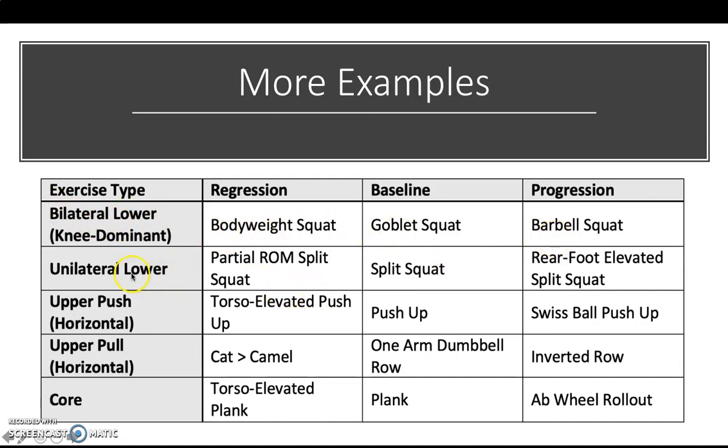If we want to do a unilateral lower, so now we're using 1 leg, we can do a partial range of motion split squat. So we're just not going all the way down with the split squat, into a split squat, into a rear foot elevated split squat. So our back leg is up. Upper push, horizontal. So that's going to be like a push up or a bench press. Upper pull, we can do an inverted row, horizontal, and then core as well. So that's our progressions, and we'll just continue to look back on that as we go forward.